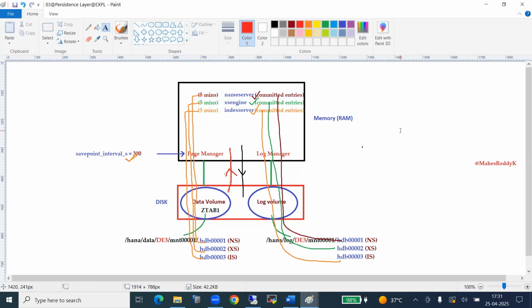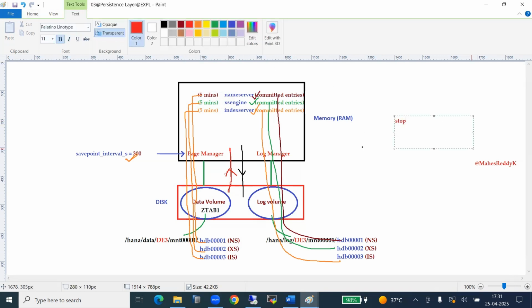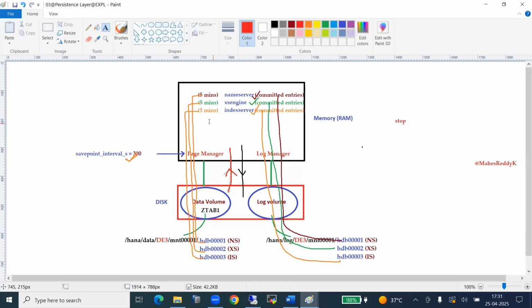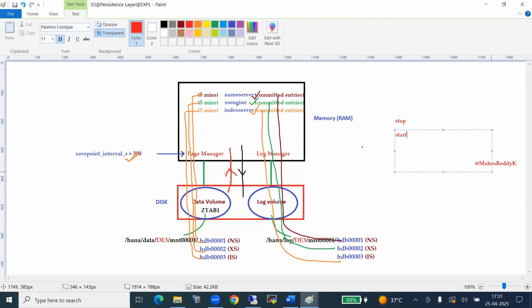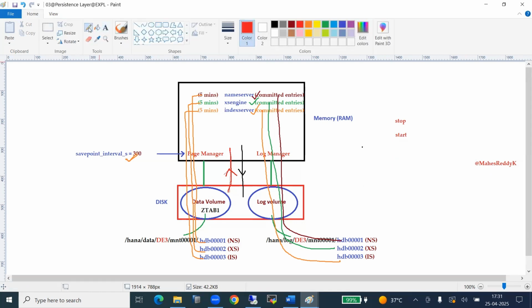One more situation. Whenever we stop the HANA database, what happens? Whatever data we have at the memory level is flushed. Again, whenever we start the HANA database, what happens? Whatever data we have in the data volume up to the last save point is written to memory from disk. And also whatever committed entries we have in the log volume up to the last save point are also written to the memory level from disk.